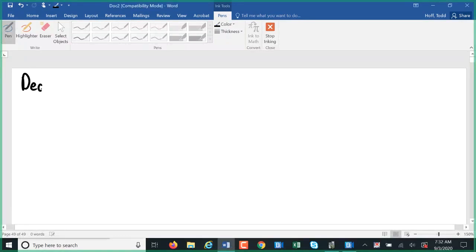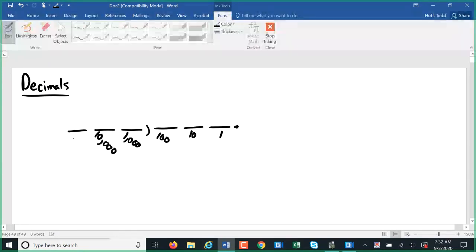Now, just like with whole numbers, the heart of understanding decimals comes back to these place values again. We said starting at the end of the number, or at the decimal point, and working our way backwards, we had ones, tens, hundreds, 1,000s, 10,000s, 100,000s, and we can keep on going. I wanted to write them out numerically like this so that we could see a pattern developing.